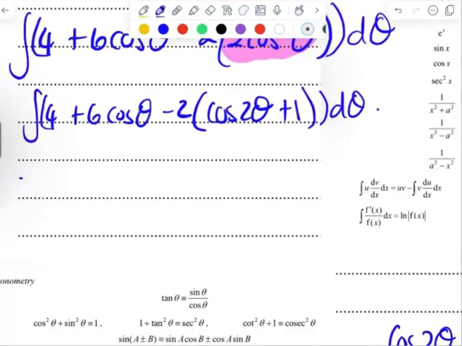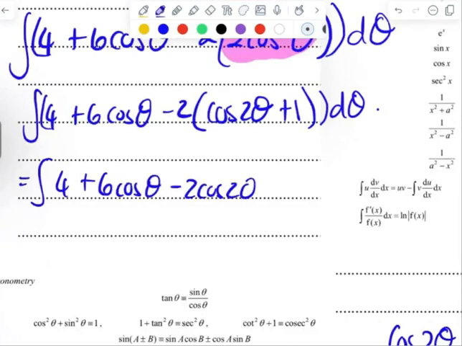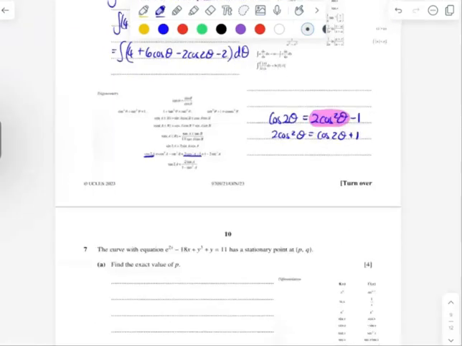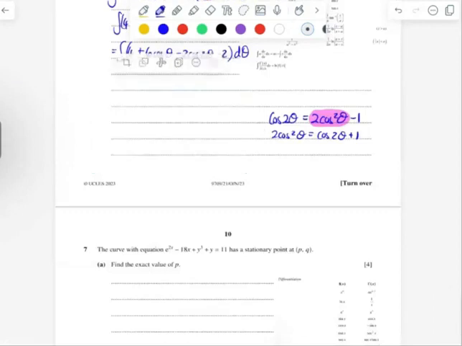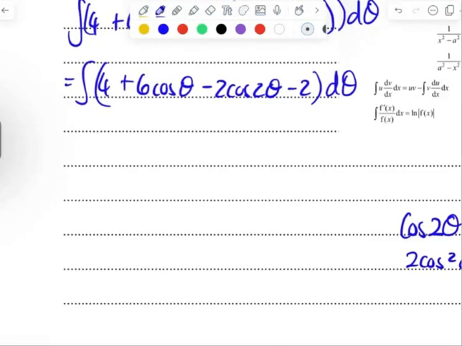And just to simplify this a little bit further, minus 2 cos 2 theta, and then minus 2. Okay, I'm done with this now, I'm just going to delete that. So now I've got the integral of 2 plus 6 cos theta minus 2 cos of 2 theta.